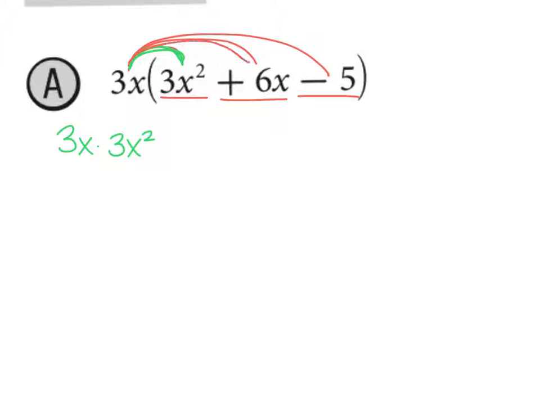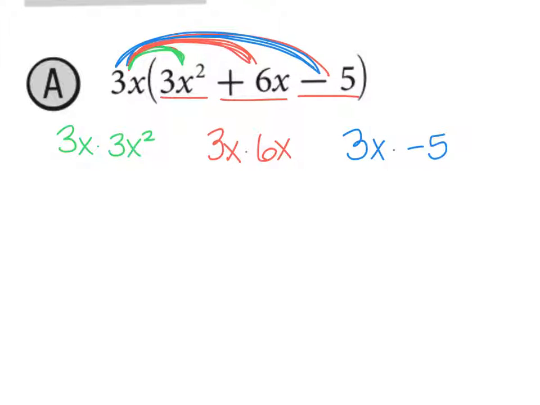My second multiplication problem that I see is going to be 3x times 6x. And my last multiplication problem that I've got here is 3x times negative 5. So now notice that's just me writing out the distributive property. And I'm going to go back and just try to count up and see what I have in each piece.